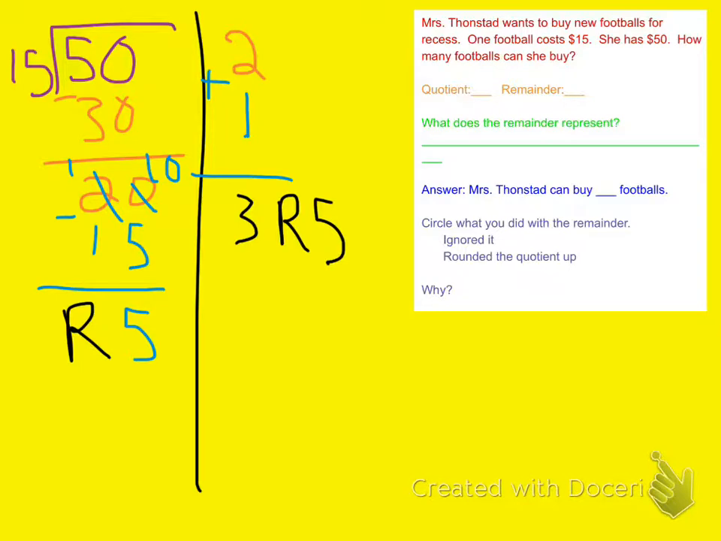Okay, now on your assessment page, you're going to write the quotient in there, which is the whole number when we added, not our remainder. This is the quotient. So we're going to write a 3 there, and then the remainder is 5. Okay, the next step asks, what does the remainder represent? And in our case, it represents the extra $5. Because remember, we were dividing money.